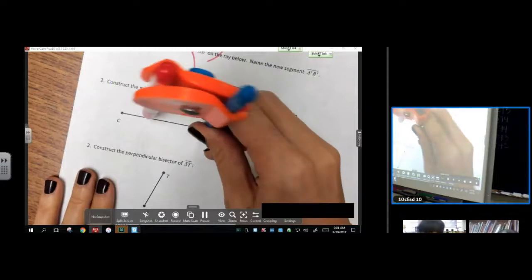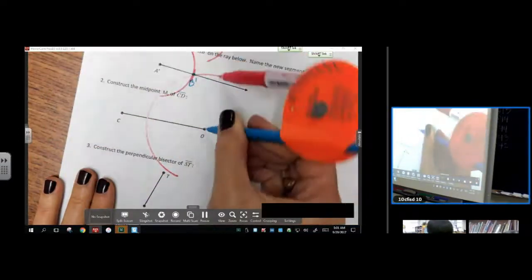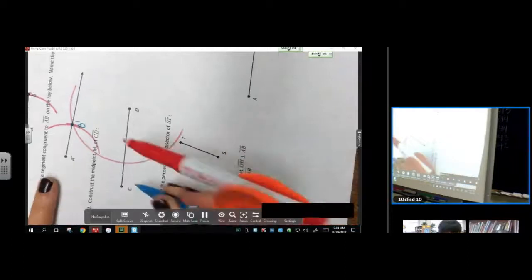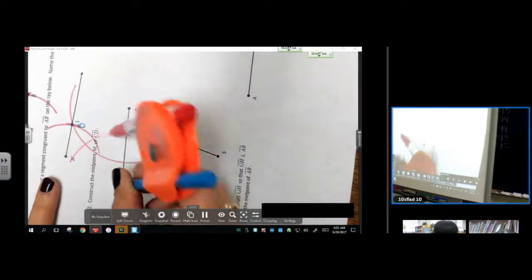I'm going to open more than halfway. I'm going to make a big arc and kind of mess up my whole paper. It's going to overlap things. That's okay. I'm going to go to the other side. I'm going to go to point C now because I haven't done that one yet. And I'm going to make a big arc.